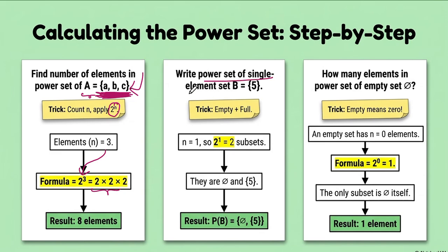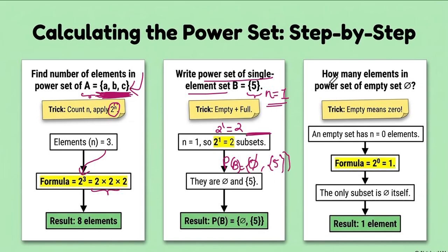Write the power set of a single element set. Only a single element is there, so what is the value of n here? 1. The number of elements in the set is 1. If you apply the formula, we get 2 raised to 1, which is 2. So only 2 subsets we will get. Which 2 subsets will we get here? One is the empty set and one is the set itself, the singleton set. So these are the two elements of the power set.